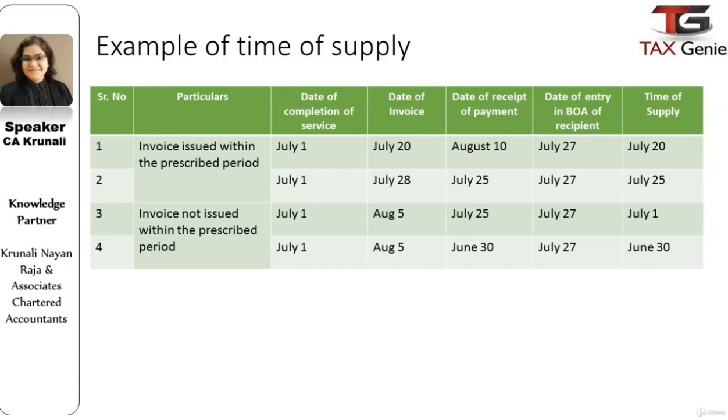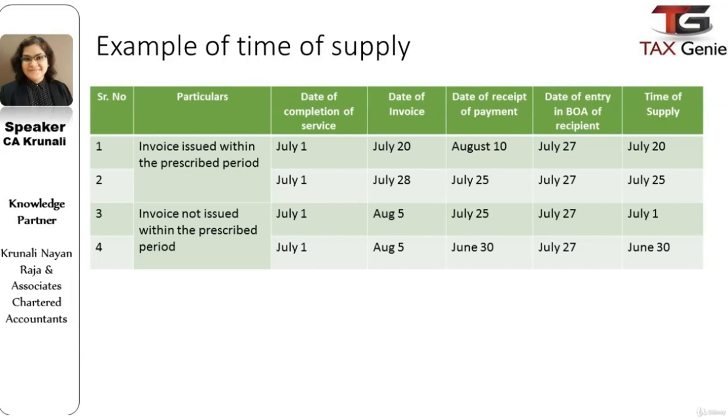Next is the case where invoices are not issued within the prescribed time period. So in this case, the date of completion of service is 1st of July, date of invoice is 5th of August, date of receipt of payment is 25th of July, and date of entry in books of accounts is 27th of July. Therefore, in this case, the time of supply would be 1st of July, which is the date of completion of service.